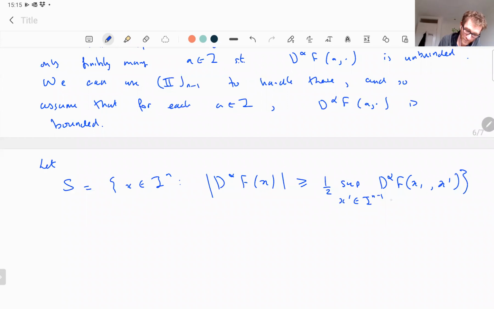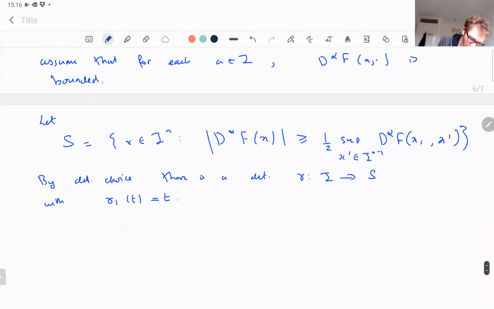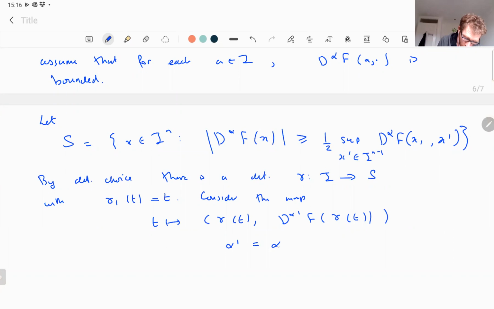Now, by definable choice, I can take a curve, a definable gamma from I to S, with gamma one, the first coordinate of gamma, just being the identity. Now I use this gamma and consider the map T maps to gamma of T, D alpha prime F of gamma of T, where alpha prime is alpha one minus one, alpha 2 up to alpha n. So alpha prime is the derivative that when you differentiate with respect to x1, you get d alpha.